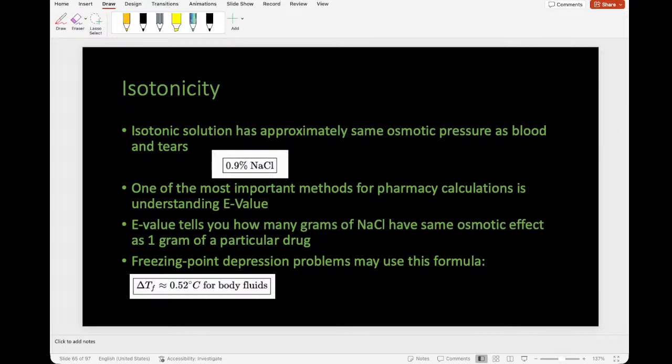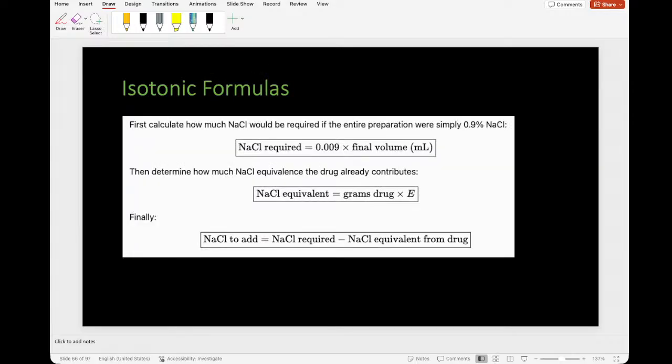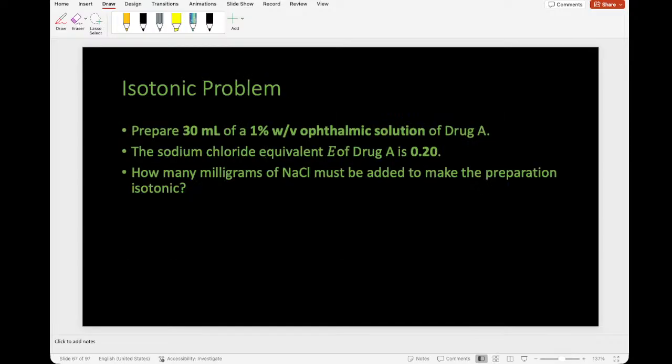And then freezing point depression may use this formula. I have not seen that many of the freezing point depression problems, but at least understand the isotonicity section on this. You'll see a couple of questions on that. So these are some of the formulas that are used to calculate the sodium chloride required, the sodium chloride equivalent, and the sodium chloride to add. So take a look at all of this and make sure you understand how to solve these types of problems.